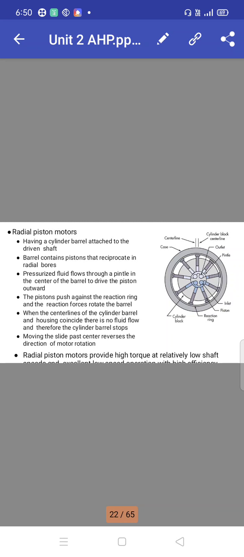When the center lines of the cylinder barrel and the housing coincide, there is no fluid flow and therefore the cylinder barrel stops. Moving the slide past center reverses the direction of motor rotation. So radial piston motors provide high torque at relatively low shaft speed. That's why, if we want high torque and slow speed, we prefer radial piston motors. Otherwise we prefer gear motors.